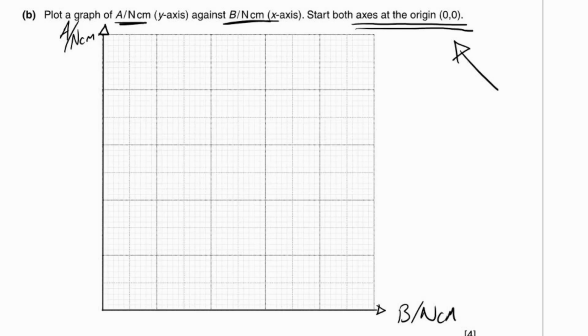Now, we want to go up to 40, so from 0 to 40 on the y-axis, so 10, 20, 30, 40. And from 0 to 40 on the x-axis, so 10, 20, 30, 40. That's the best axis scale to use. And now we go in and we start marking our points on the graph. So 40, 34, and we just keep marking the points in.